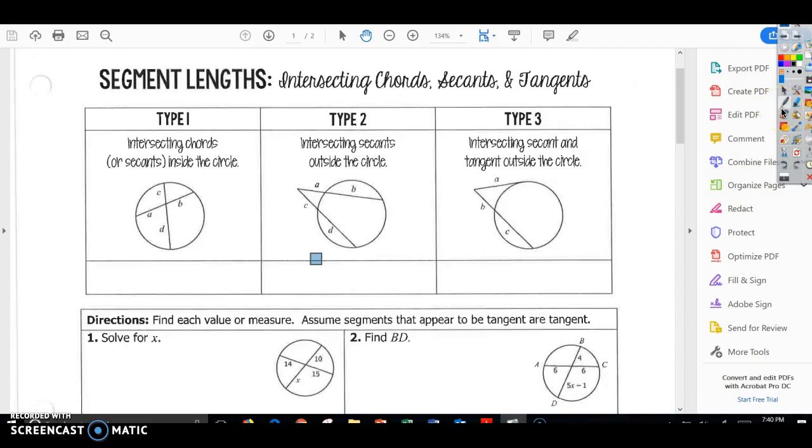Alright guys, we're going to continue looking at segment lengths. So very quickly, I'm going to just refresh your memory on the formulas here. You should have A times B equals C times D. For the second one, type 2, you should have A times (A plus B) equals C times (C plus D), and A squared equals B times (B plus C).